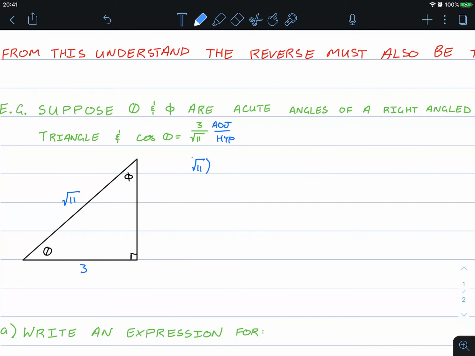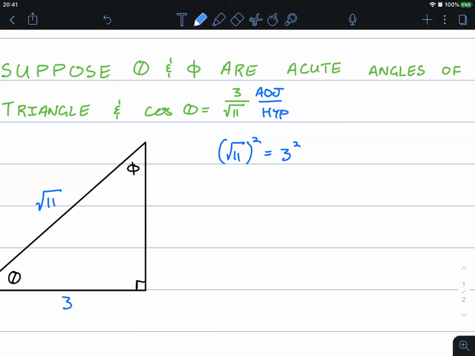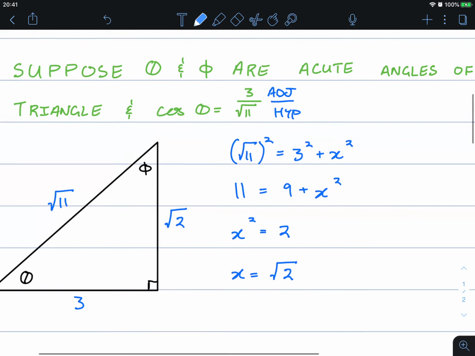Root 11 squared, that's the hypotenuse, equals 3 squared plus, let's label this side x, x squared. And then from here we can do some algebra to solve for x. This is going to be 11 equals 9 plus x squared. X squared equals 11 take away 9, which is 2, which means x is square root of 2. So x is no longer x, that's going to be square root of 2.